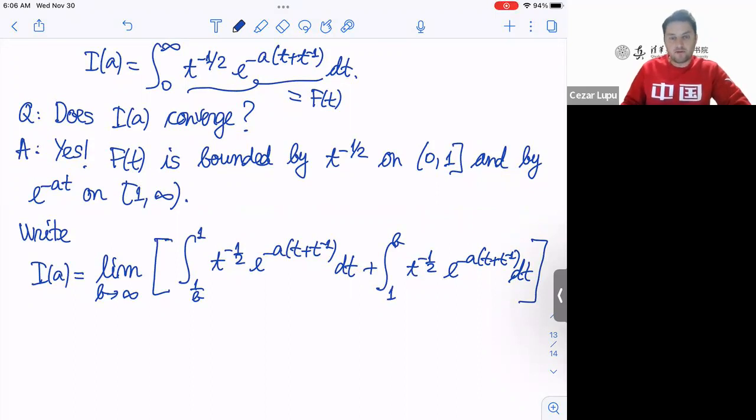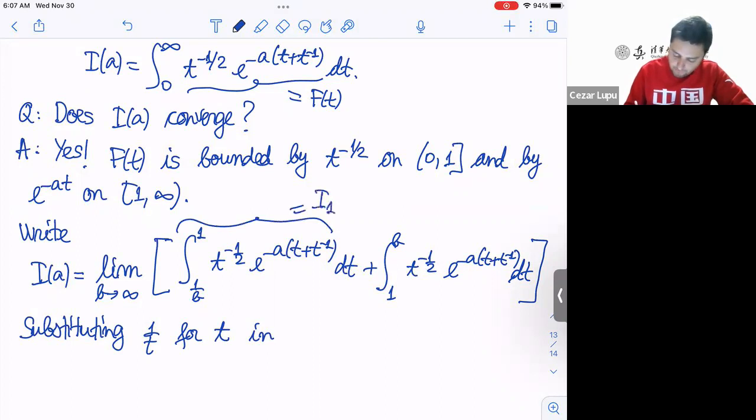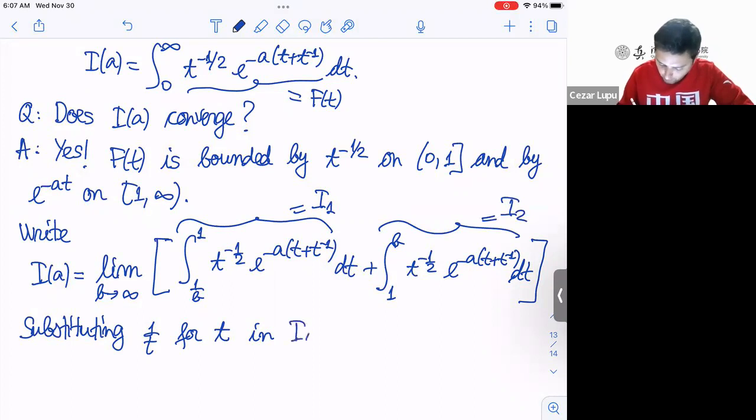All right, so I'm going to write it in this form. And now what we're going to do is I'm going to tweak it a little bit. So I'm going to substitute 1 over t for t. So substituting 1 over t for t in the first integral, let's call this I1. And let's call this I2. In I1, we have, I'm just going to write it.